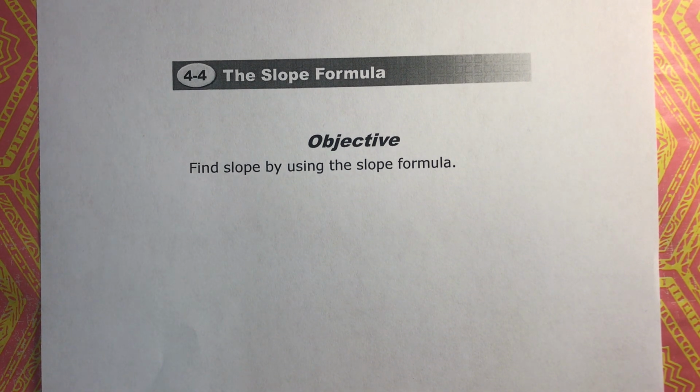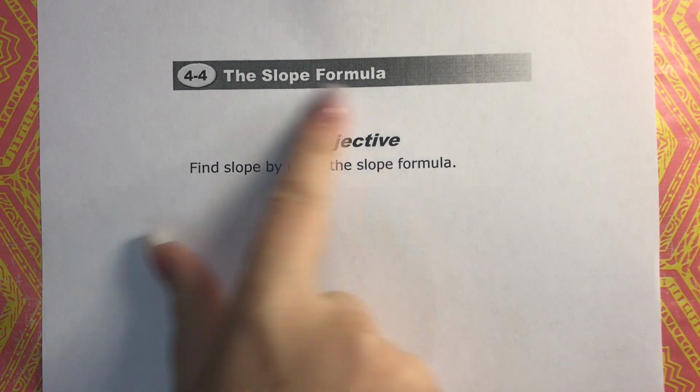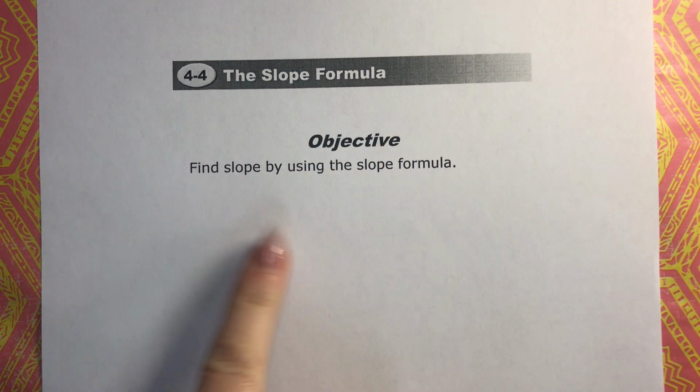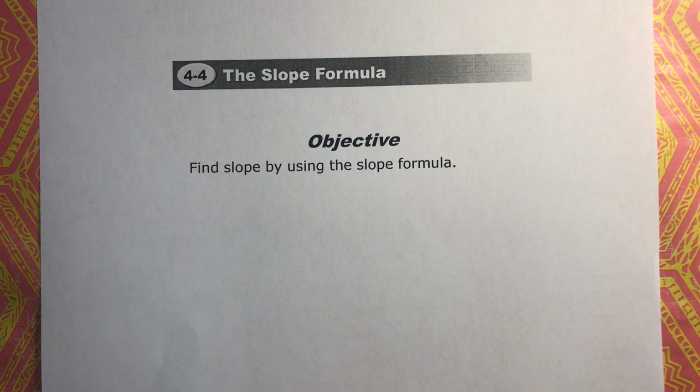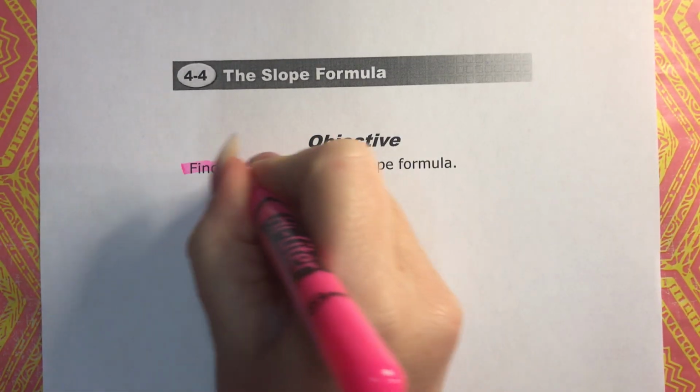All right, so today we're discussing Chapter 4, Lesson 4, the slope formula. The objective for today is to find the slope by using the slope formula.